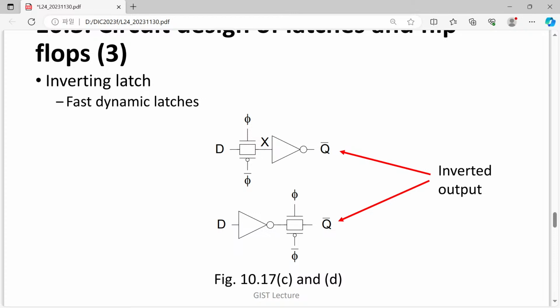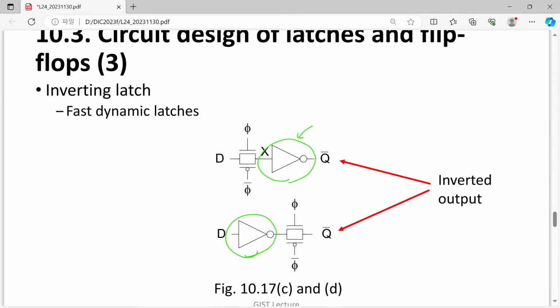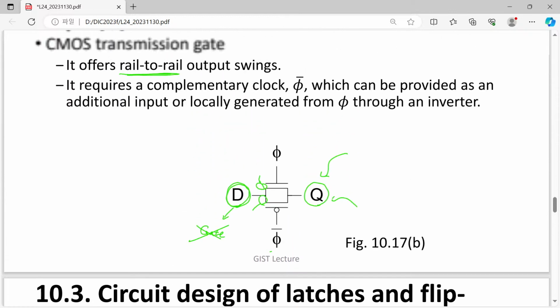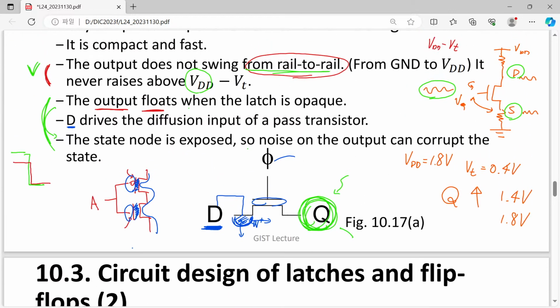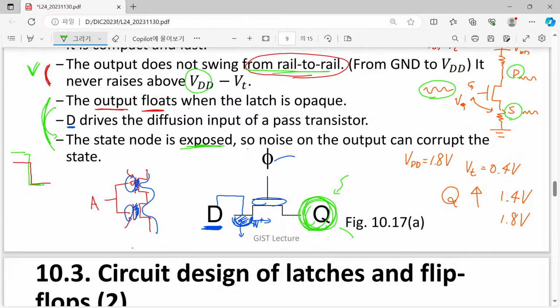Then now you understand. By introducing inverters in front of here or there, we can solve the individual problem of each point. For example, previously Q was just exposed. We wanted to keep this Q.